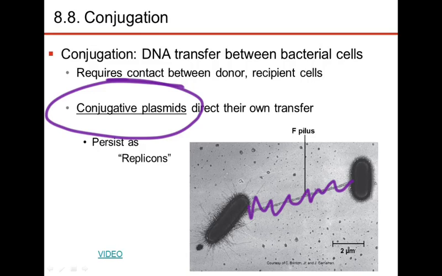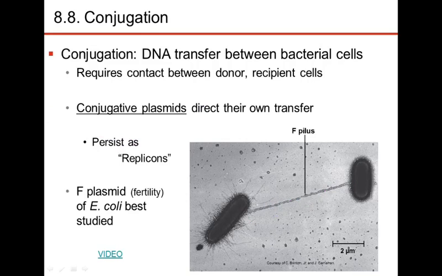And so usually those plasmids persist as replicons, because remember, a replicon is a piece of DNA that has an origin of replication that can replicate and persist without integrating into the chromosome. And so usually the conjugative plasmids happen that way. And the very best studied of all of those is the plasmid called an F plasmid. The F stands for fertility, because those cells that have the F plasmid are fertile. They can transfer DNA from their cells to other cells.